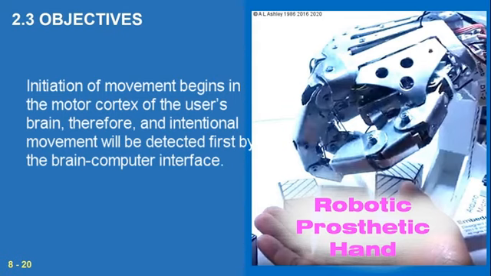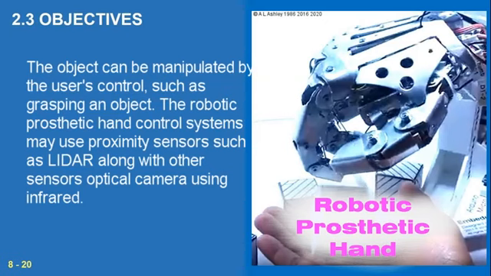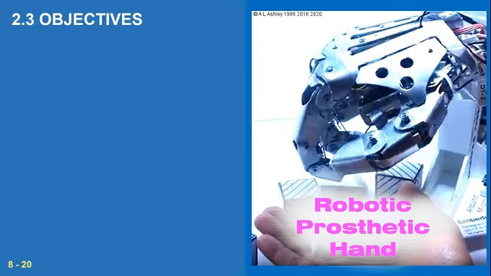Initiation of the movement begins in the motor cortex of the user's brain. Therefore, the intentional movement will be detected first by the brain-computer interface. The object can be manipulated by the user's control, such as grasping an object. The robotic prosthetic hand control system may use proximity sensors, such as LiDAR, along with other sensors, optical camera using infrared.